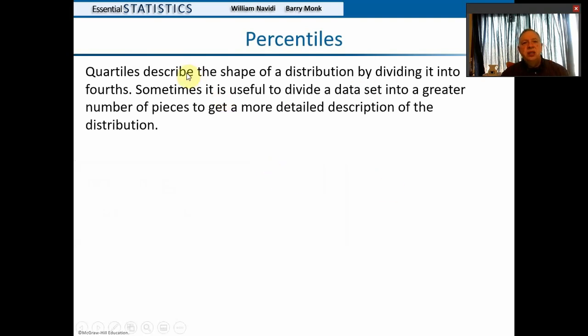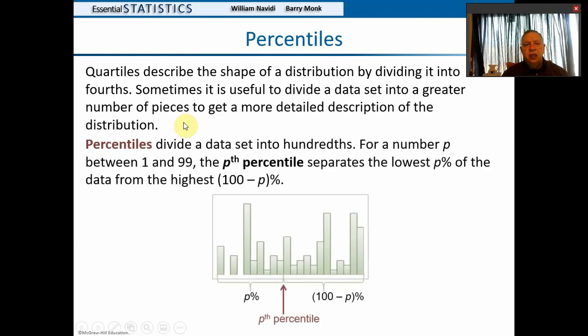Okay. So quartiles describe the shape of a distribution by dividing it into fourths. Sometimes it is useful to divide a data set into a greater number of pieces to get a more detailed description of the distribution. So percentiles divide a data set into hundredths. For a number P between 1 and 99, the Pth percentile separates the lowest P percent of the data from the highest. So it basically gives you a delineation between those two.